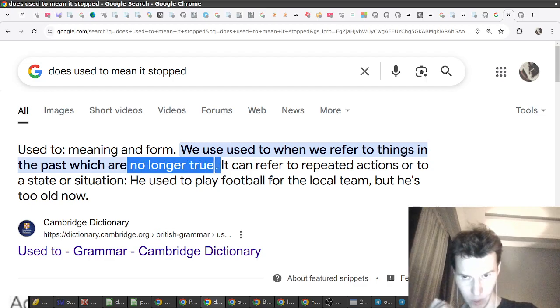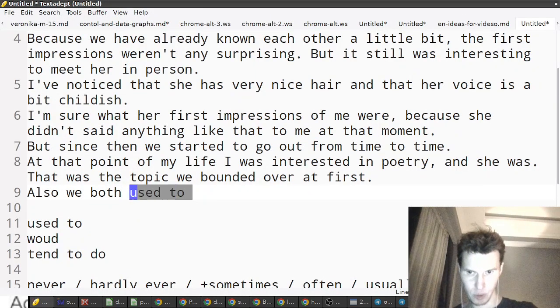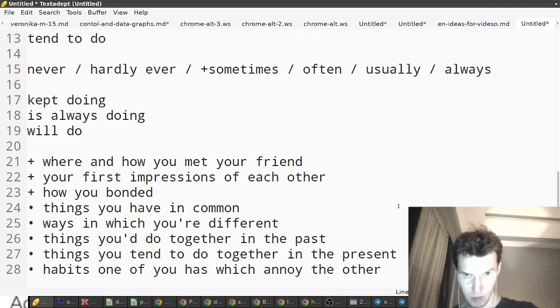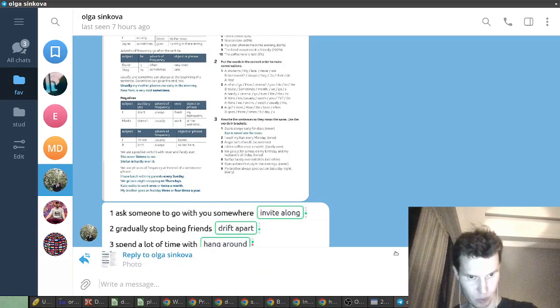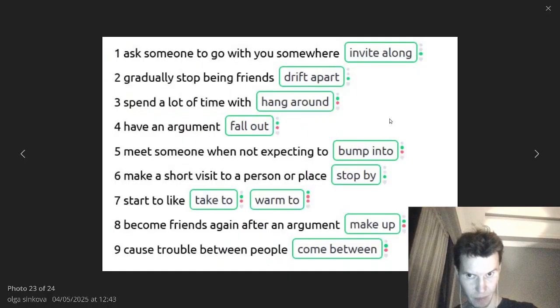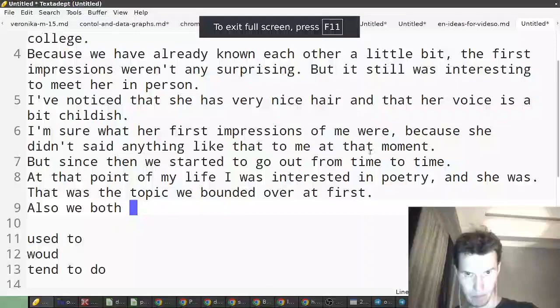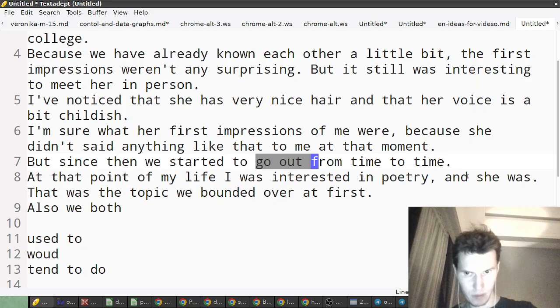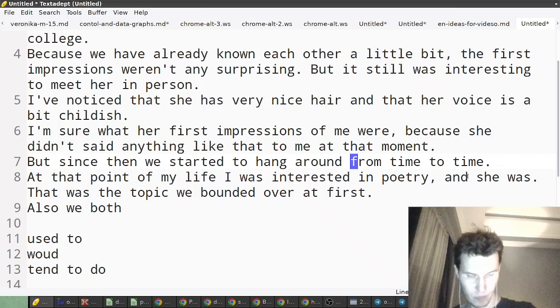Yes, no longer true. So I need to use it correctly. Also, we both. Usually, always, never. I have a lot of other words to use. Came along, drift apart, hang around. Maybe I need to use hang around in this case. But go out is like hang around. But okay. But since then, we started to hang around from time to time.